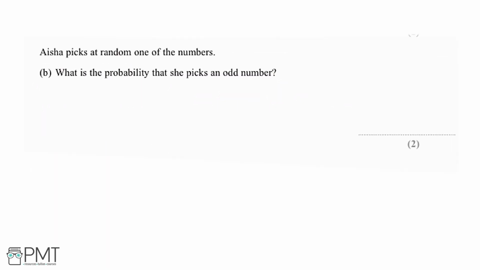Aisha picks at random one of the numbers. And in part B, we need to work out what the probability is that she picks an odd number. Okay, so I've just written out the list of numbers here to make it a bit easier, but it's exactly the same as what we had in part A.